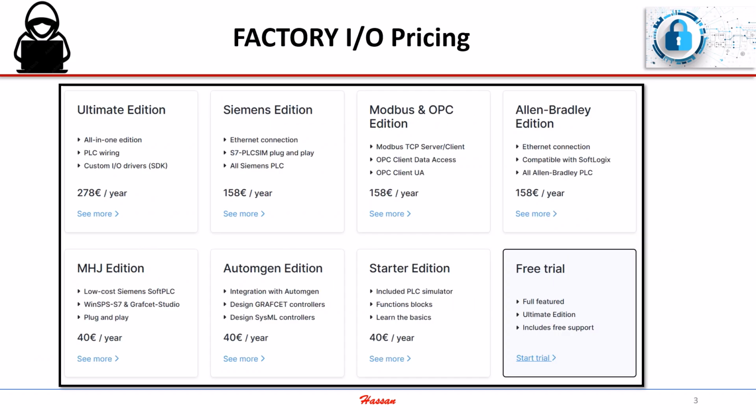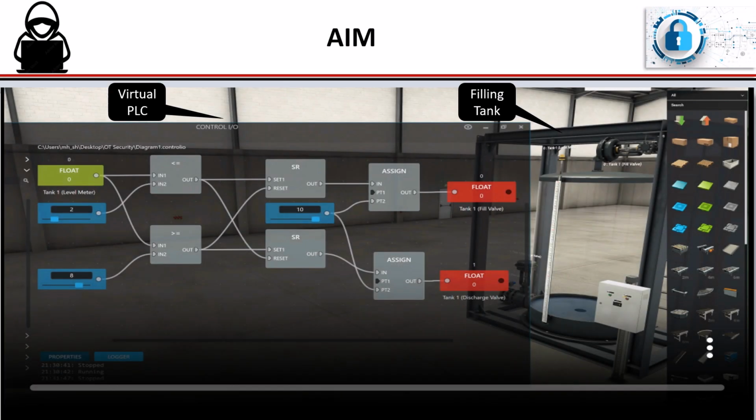You can download Factory I/O from the official website. Although it is a paid software, there is a 30-day free trial available. Factory I/O allows us to build and edit industrial automation setups, making it a perfect tool for simulating a water treatment plant. For this setup, we'll be using Control I/O as our controller.